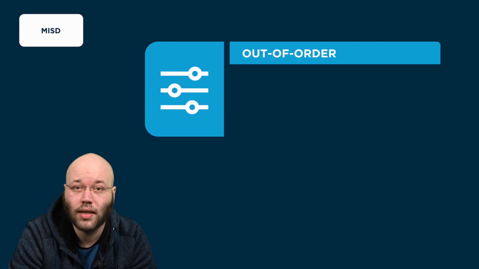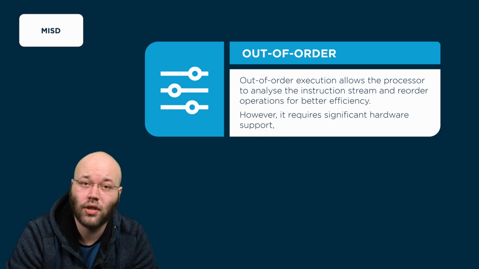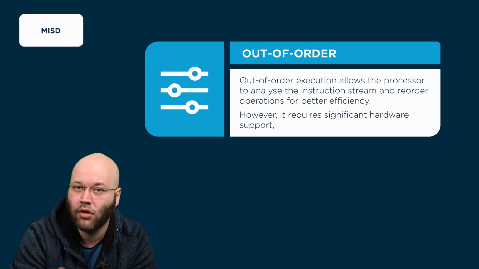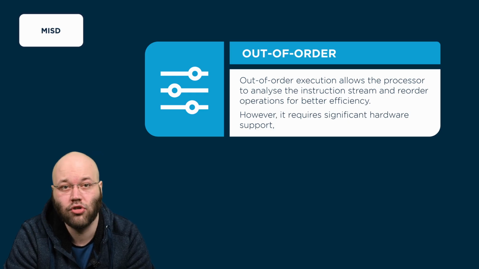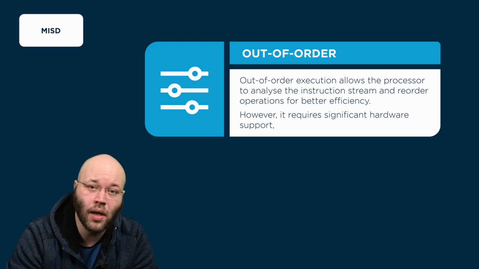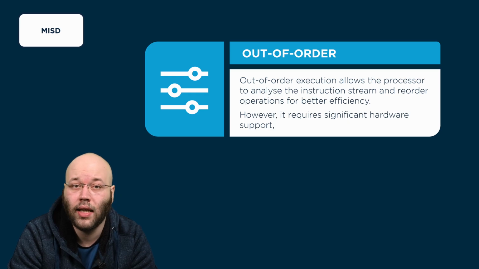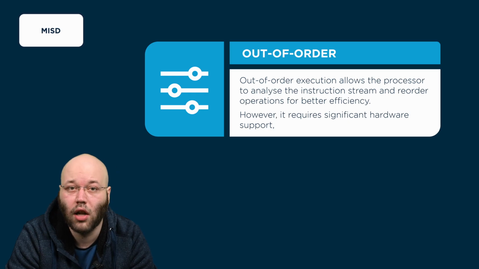Now, we mentioned out-of-order execution before. Out-of-order execution is another critical optimization in modern processors. Unlike traditional sequential execution, where instructions are processed in the exact order they appear in the program, out-of-order execution allows the processor, not the compiler, to analyze the instruction stream and reorder operations for better efficiency. For example, consider a simple operation like C equals A plus B, where C, A, and B are vectors, followed by i++, where i is just a loop counter.